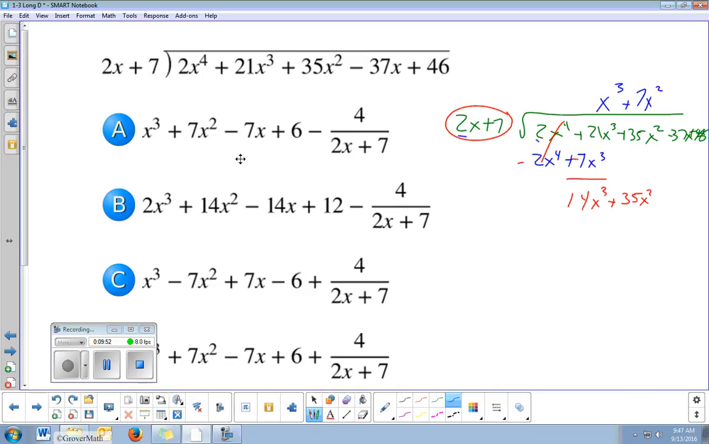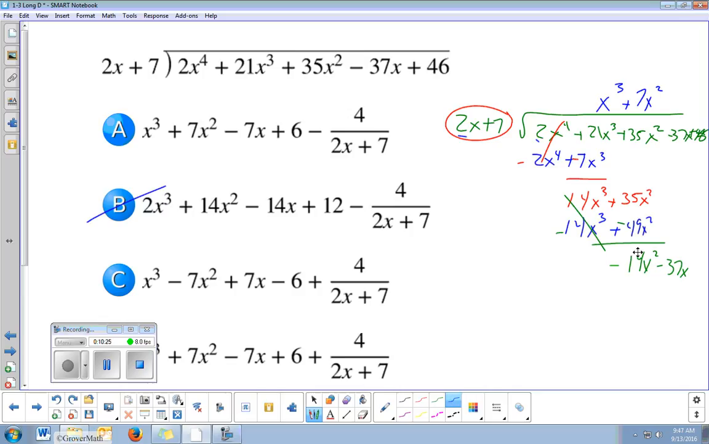And so I'm starting to look out here. It's not going to be it. 7x squared times 2x is 14x cubed. 7x squared times 7 is positive 49x squared, but then I change the signs. And that's the type of thing students forget. They forget to change the signs, or they only change the first sign and not the back. 35 minus 49, that's going to be a negative 14x squared, and my next term to bring down is negative 37x.